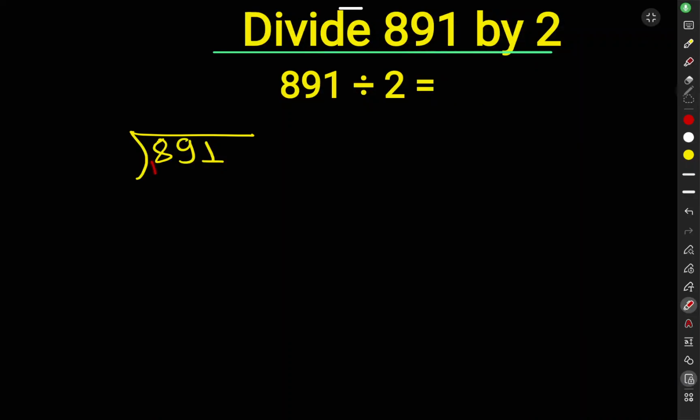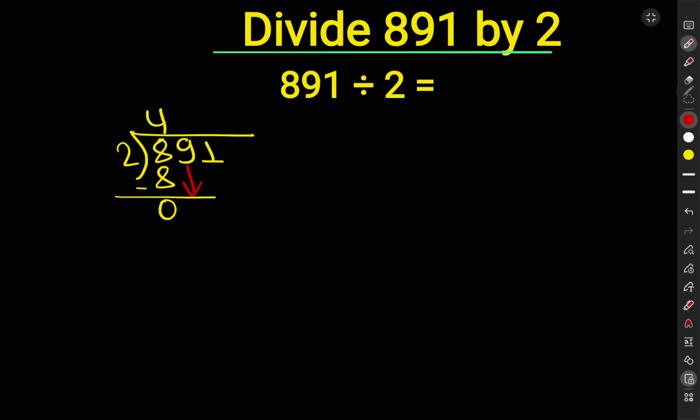We divide 891 by 2 in a long division method. So 2 times 4 is 8. On subtracting we get 0.